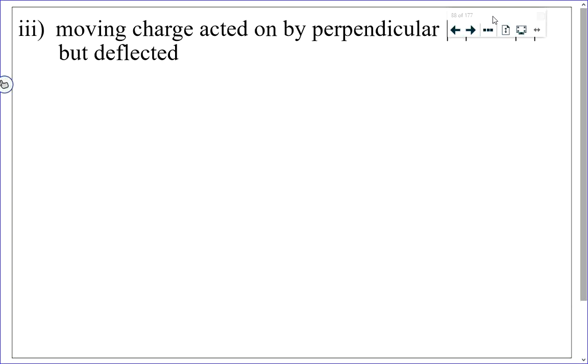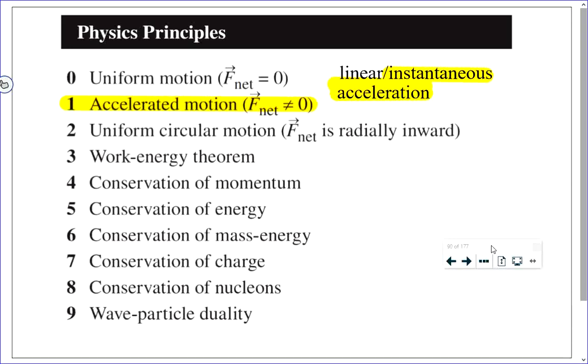We could have a moving charge acted on by an electric field and a magnetic field. In Thomson's charge-to-mass ratio experiment, we learned that if those two fields are perpendicular, it's possible for the moving charge to not be deflected. However, we're talking here about the charge being deflected. When we talked about physics principle 0, we said Fe can equal Fm in Thomson's experiment. Here, they're not equal because the charge is deflected. So we're talking now about physics principle 1, but it's not linear acceleration. It's what I call instantaneous acceleration, because as soon as that pair of forces, the electric force and the magnetic force, act on the particle, it's going to change direction.